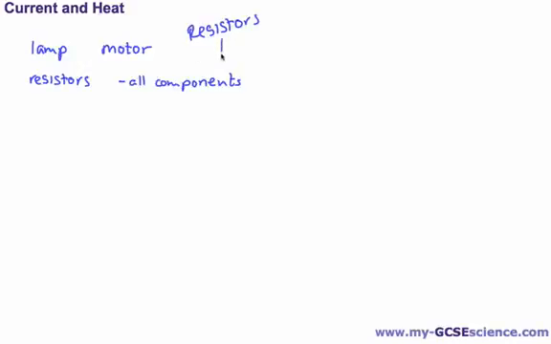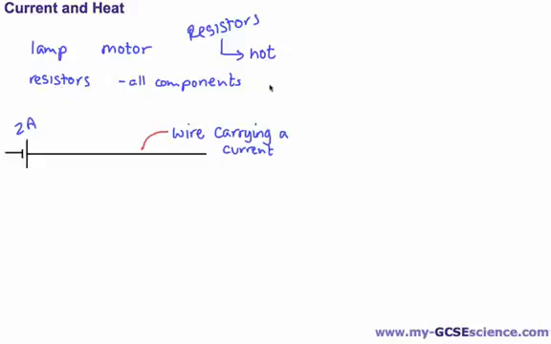Now when a current flows through a resistor, it gets hot, or it certainly gets warm, but the temperature does rise. That also applies to not just these components but also to any wires that carry current. I know technically this is not a complete circuit, so a current shouldn't be flowing, but just for the purpose of explaining this to you, if I've got a wire carrying a current, it's going to get warmer. So if I have, say, 2 amps flowing through this wire here, it's going to get slightly warmer.